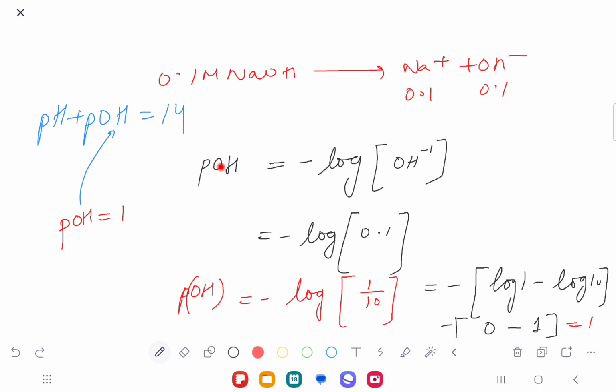So what are you going to calculate now? The pOH you put in right here. So you get pH plus 1 equals 14. So pH here shall be 13. Yes or no? Understood or not?